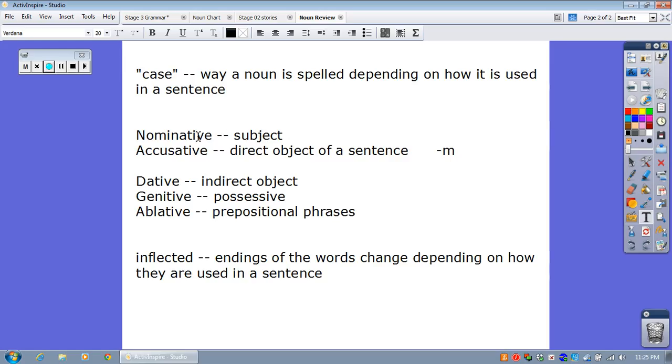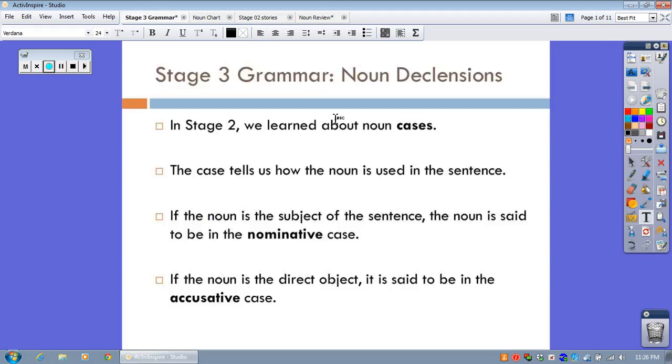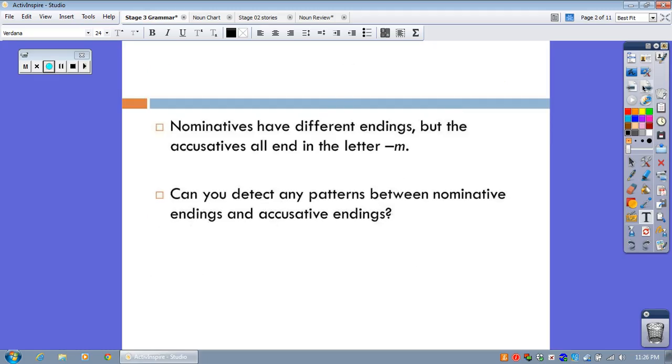We focus mostly on nominatives and accusatives, and of course nominatives can have various endings, but one thing you noticed is that all the accusatives that we looked at so far, they all ended with the letter M. So, this slide here is just sort of recapping what I just said. There it is, in case you need to reference it. And accusatives, as we said, all end in the letter M. Now, what we want to talk about today is answering this question here: can you detect any patterns between nominative endings and accusative endings?